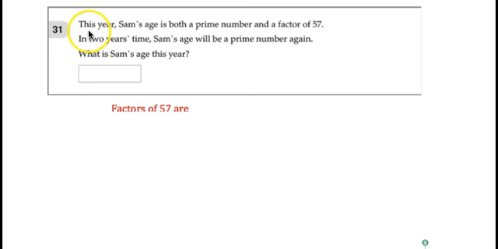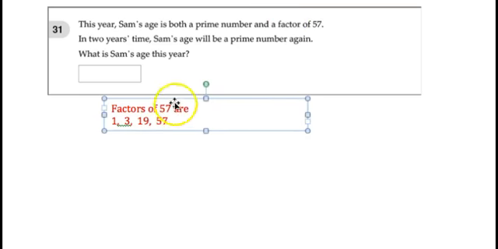Okay, question 31, it says this year Sam's age is both a prime number and a factor of 57. And then it says in 2 years' time, Sam's age will be a prime number again. What is Sam's age this year? Now, we could list all the prime numbers, but that would take a long time. I think it's easier to list the factors of 57. Now, the factors of 57 are 1 and 57.